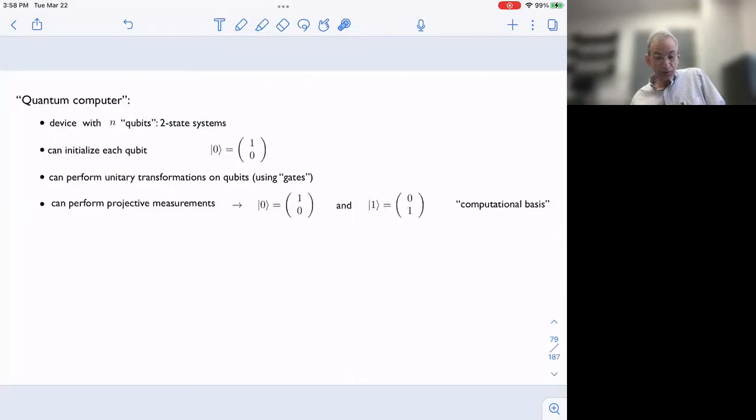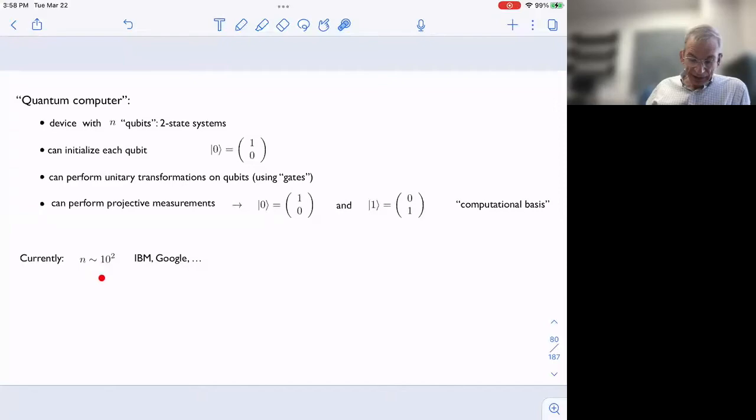So currently, the devices that are available have on the order of 10 to the 2 qubits. And these are produced by IBM, Google, and other companies. But these devices are noisy. They make a lot of errors. So the dream is that hopefully in the not too distant future, we'll have available devices with, say, 10 to the 4 qubits that'll be fault tolerant, and they'll be able to make precise calculations.